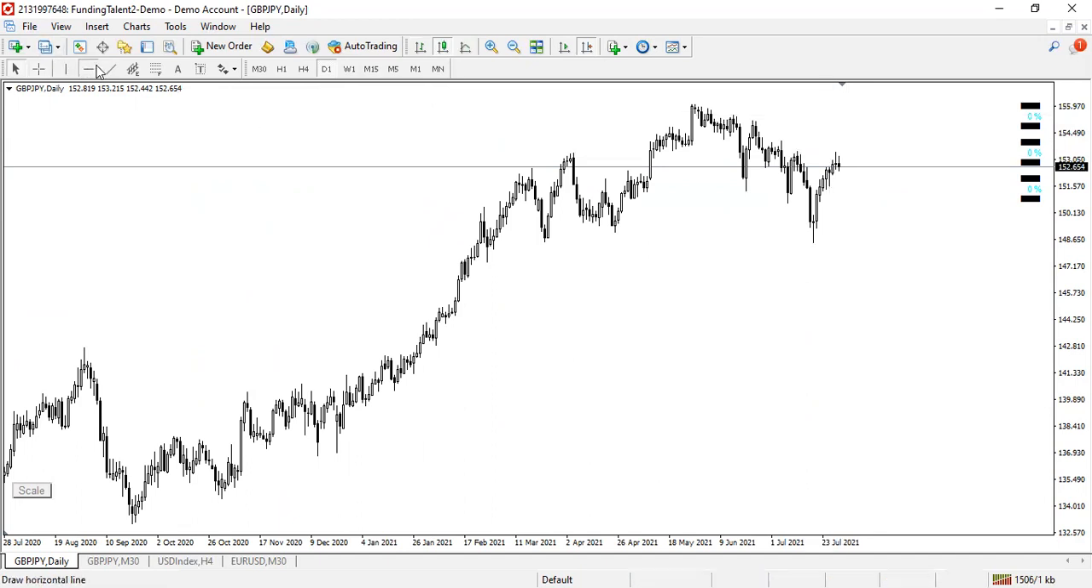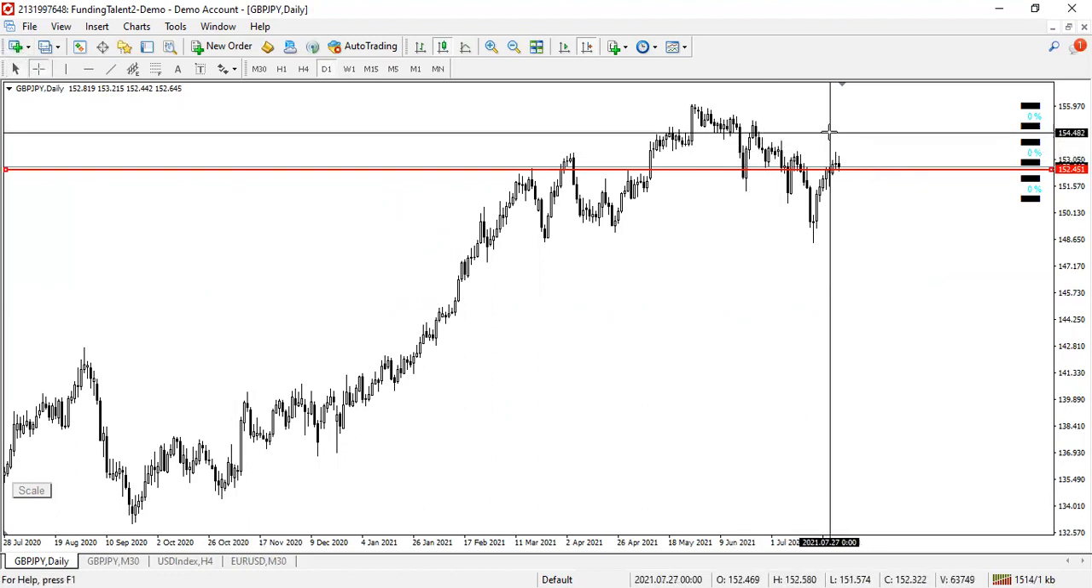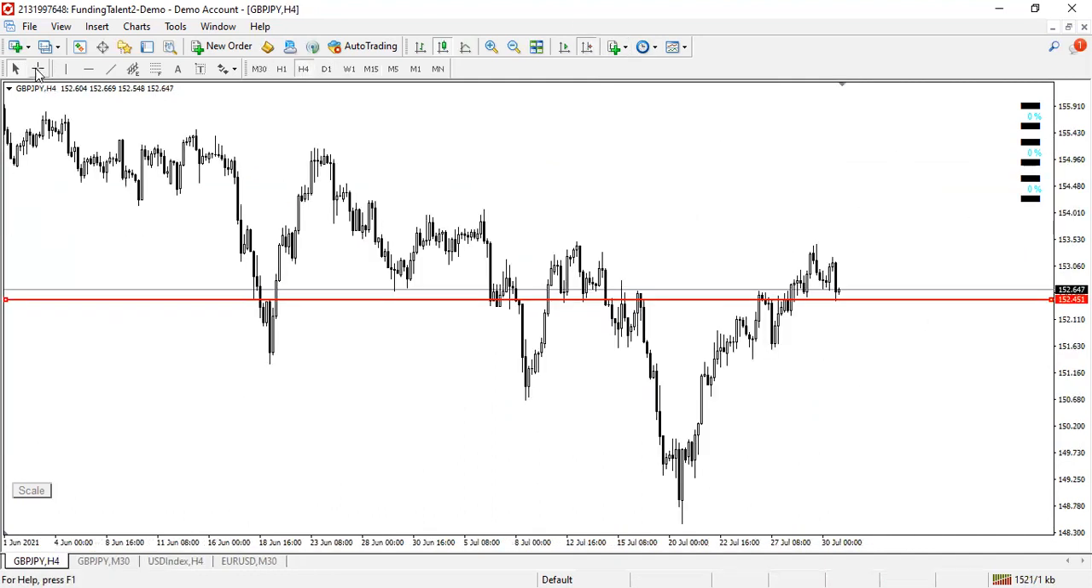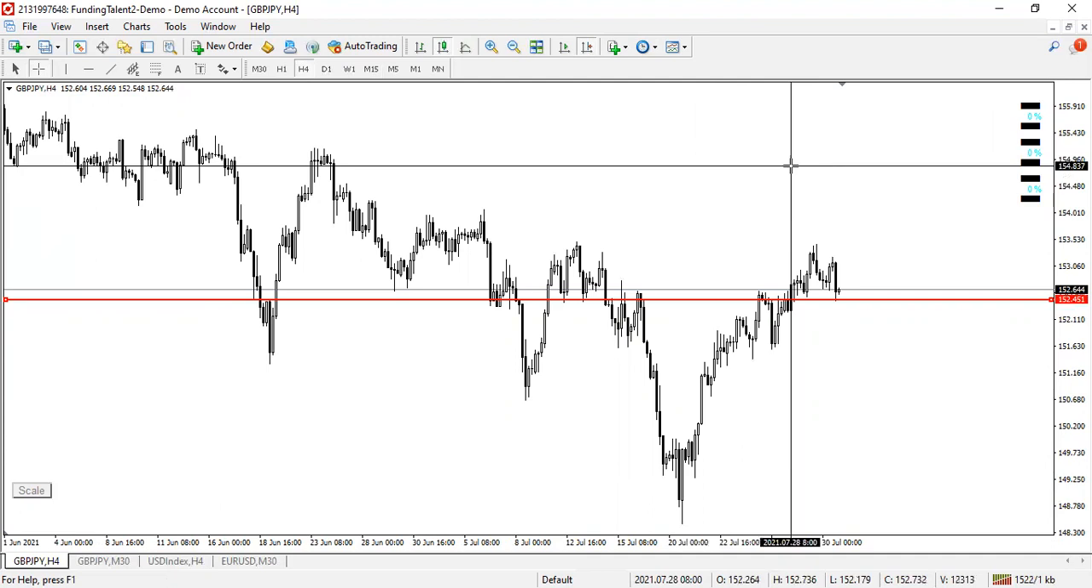This is the 27th. What did price do? Again, they closed beyond this zone here. So we want to see how price will react on these zones on the 28th, because they always come back down. Okay, so that is daily. And then on H4, what do you see on H4? This is the 27th, and this is the 28th.